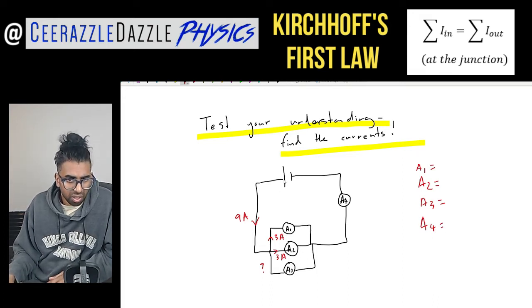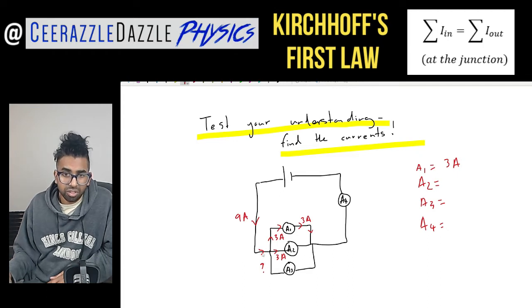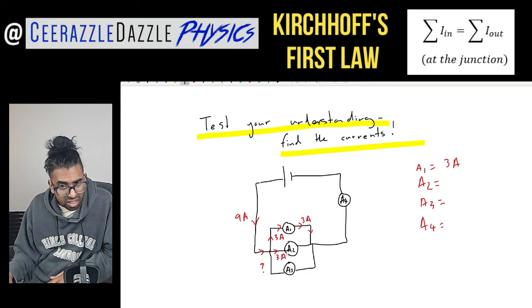Well, look, you know 9 amps comes in. Don't forget, 9 amps goes into the junction over here. And look, 3 amps goes through there. So A1 will obviously read 3 amps, because 3 amps pass through this entire branch. That's still 3 amps all the way through here. Right, A2, you know 3 amps are going to take this route and go through A2. This one will also read 3 amps.